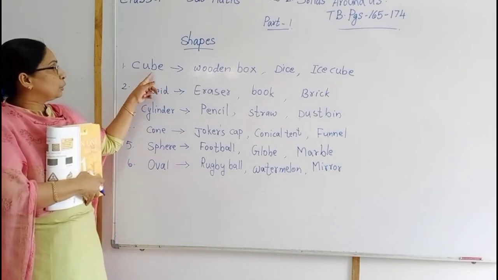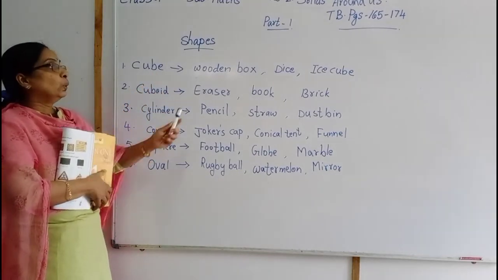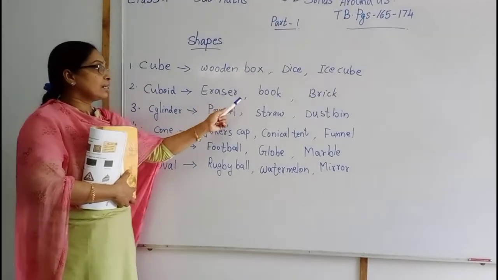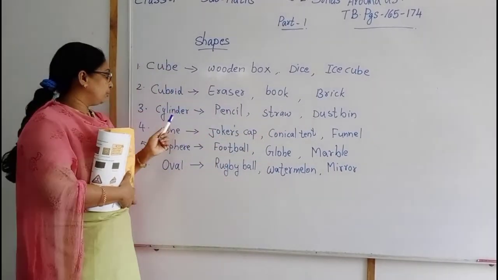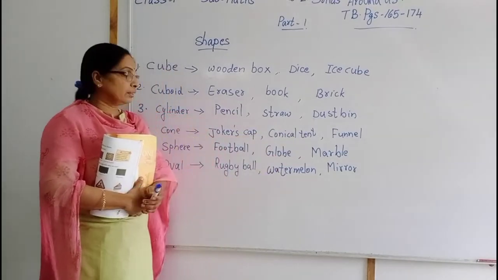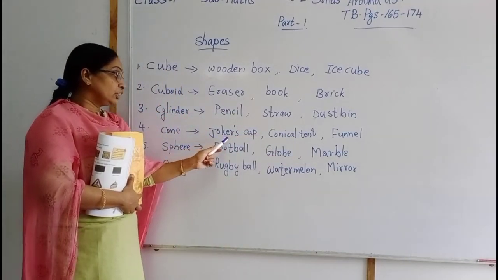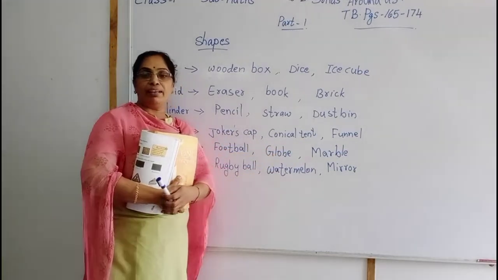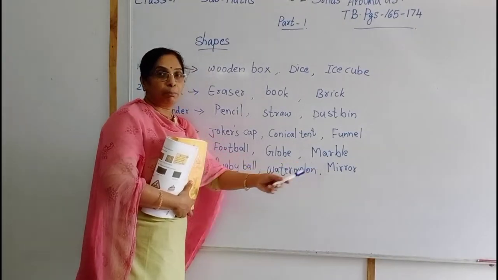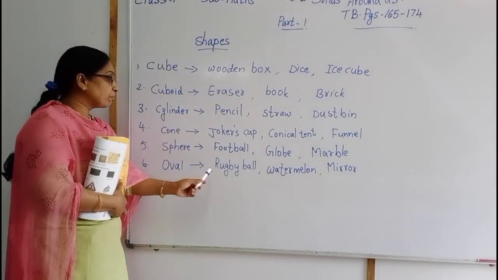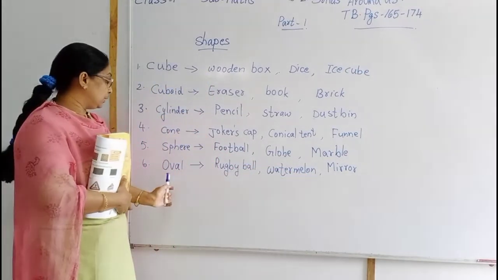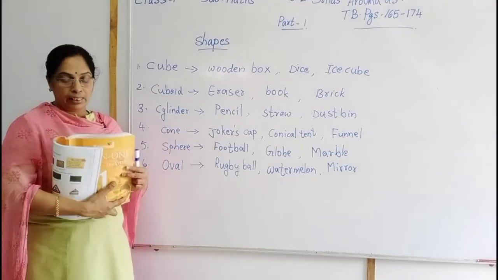Now once again, children, cube. For the examples, wooden box, dice and ice cube. Second one is cuboid: eraser, book and brick. Third one, cylinder: pencil, straw and dustbin. Fourth one, cone: joker's cap, conical tent and funnel. Then sphere: football, globe and marble. Then oval: rugby ball, watermelon, mirror, and the easy one, egg. These are the main shapes, children, referred to on the page.